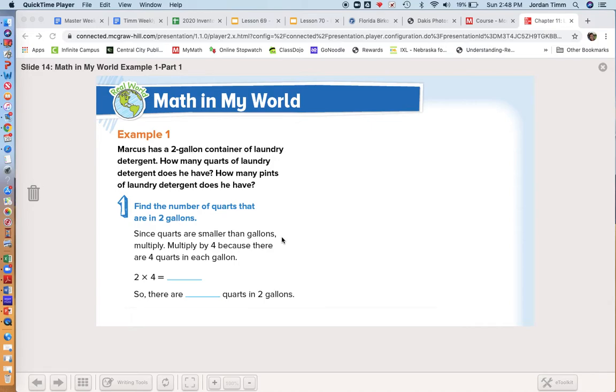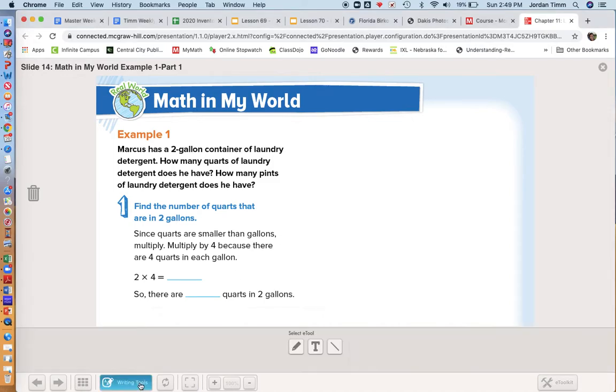Marcus has a 2-gallon container of laundry detergent. How many quarts of laundry detergent does he have? How many pints of laundry detergent does he have? So we're going to have to find 2 different answers. So the first step, we need to find the number of quarts that are in 2 gallons. So I want you to look at your chart that we made, the picture. I want you to find how many Q's there are in 1 G. Okay, there are 4 quarts in 1 gallon. Okay, that is important to know.